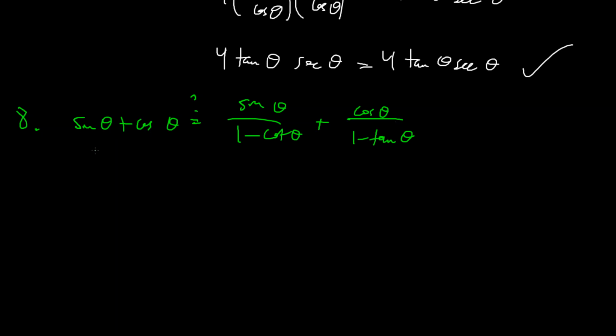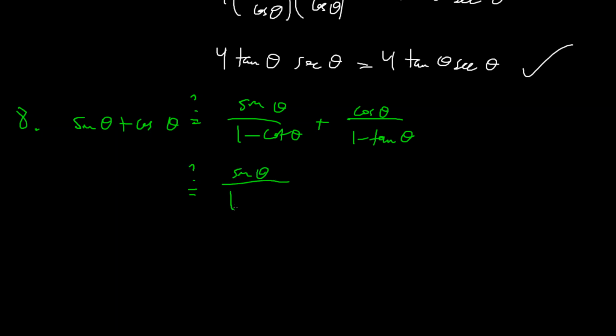So the left side, I don't think I can simplify it any further. It's just sine theta plus cos theta. I can't combine the terms, so I'm going to stick with the right side. I'm going to start by simplifying the right side. The left side is in terms of sine and cosine, so I'm going to write everything in terms of sine and cosine on the right side.